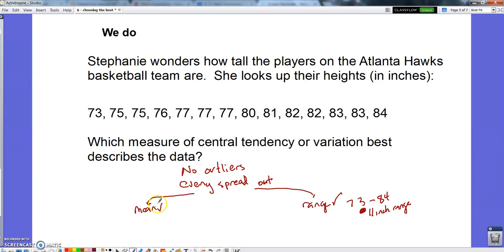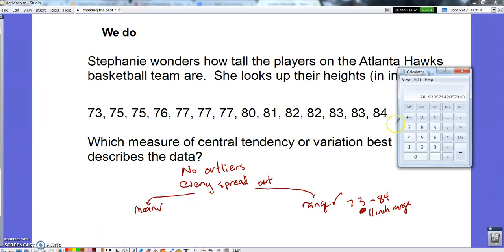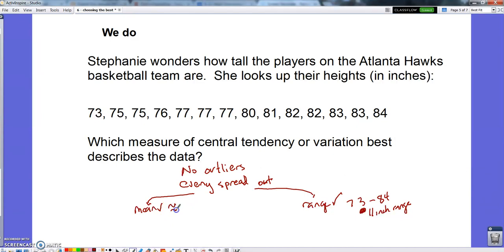I'm going to pause and just calculate that for you. And there it is. That's your mean. So we'll say about 79 inches. And again, that's kind of right here. That's right in the middle. So that's a pretty good answer. When your mean's kind of near the middle, that makes it a good answer.